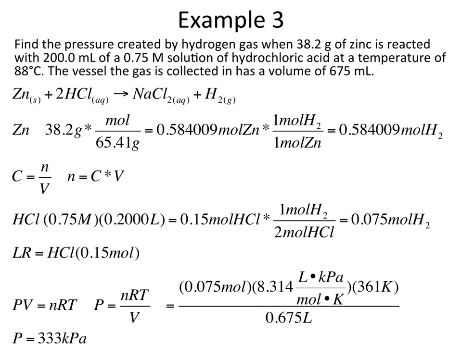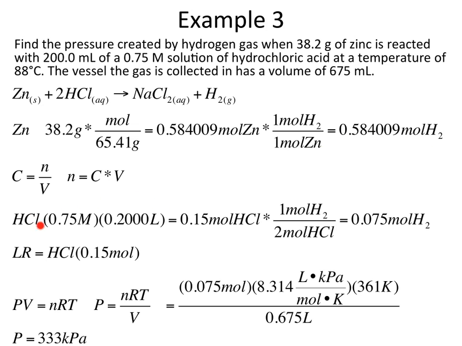Again, we start off with a balanced equation because when we're relating one thing to another, or we're doing limiting reagent, we need that mole ratio. So we started off with 38.2 grams of zinc divided by the molar mass, and we had moles of zinc. We're relating zinc with H2, and the reason we chose H2 is because that's the gas that we're looking for. It's looking for the pressure created by the hydrogen gas. So it's a 1-to-1 ratio, so we have the same amount of moles there.